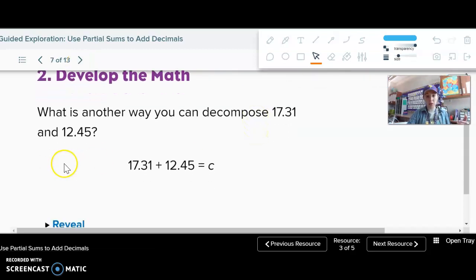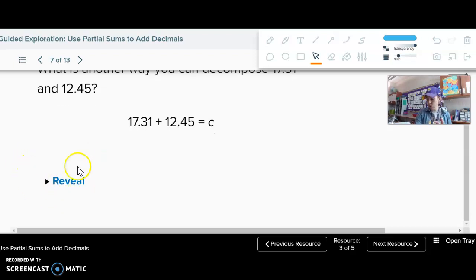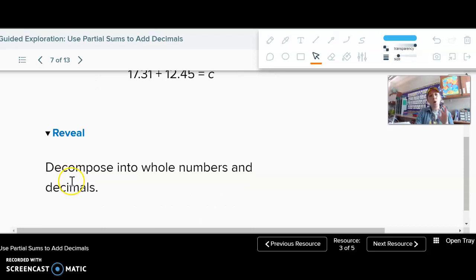Now another way we can decompose those two numbers, which will be number 3 on your notes, is you can decompose them into whole numbers and decimals. So it's a little less splitting apart. It's just doing the two parts, the whole numbers and the decimals. Whole numbers, you've been adding for years. Decimals, we've talked about different strategies with the decimal grids and then making sure we're adding the 10ths to 10ths, 100ths to 100ths.